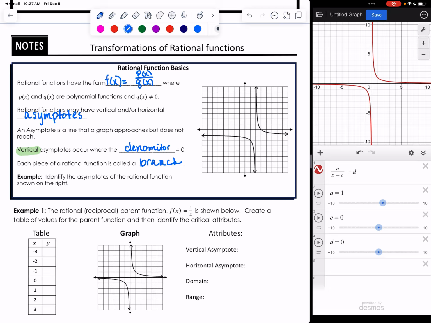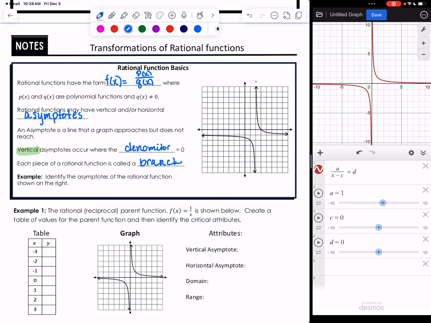So if you look at this rational function shown to the right, I want you to notice that we have two branches, one on the right side and one on the left side. Those are our two branches of this function. Now, let me erase that shading here. These branches approach a vertical line, but they do not cross it.